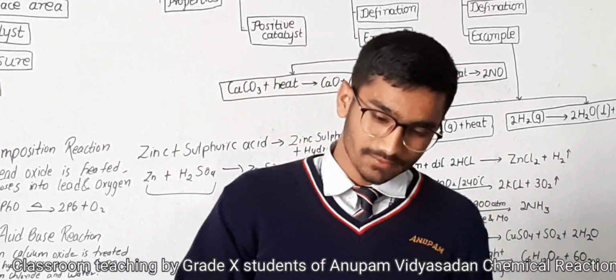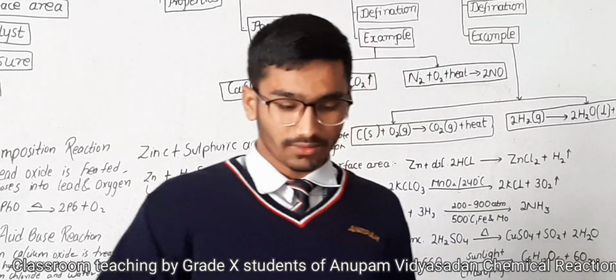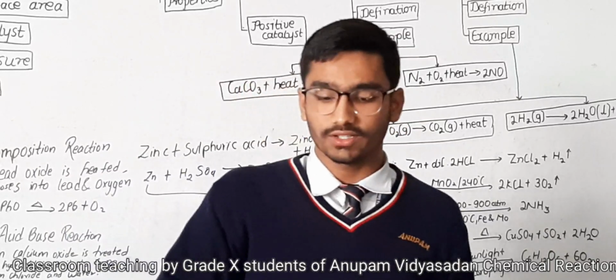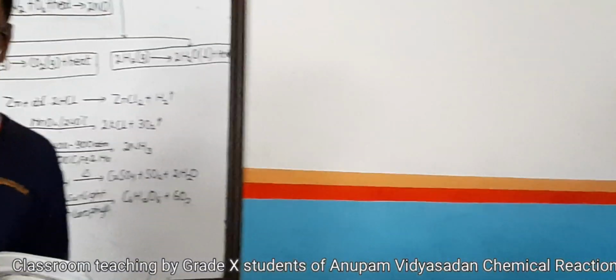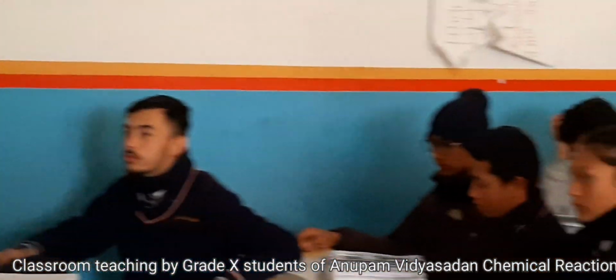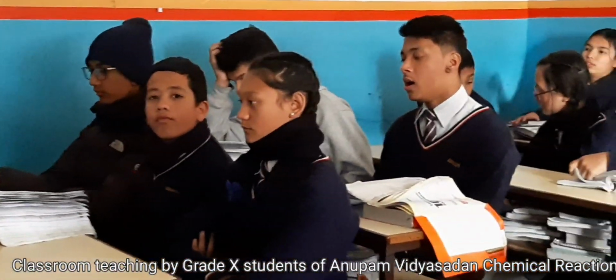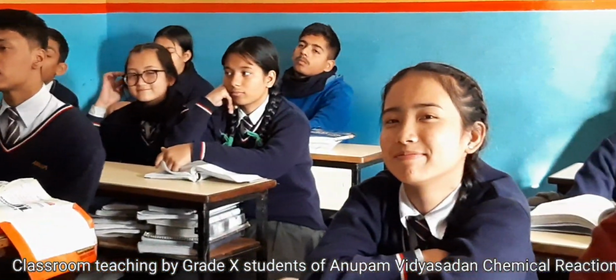Another example of double displacement reaction is when a solution of mercury chloride is treated with a solution of potassium iodide, a precipitate of mercury iodide is formed, and the chemical reaction of it is HgCl2 plus 2KI gives 2KCl plus HgI2.